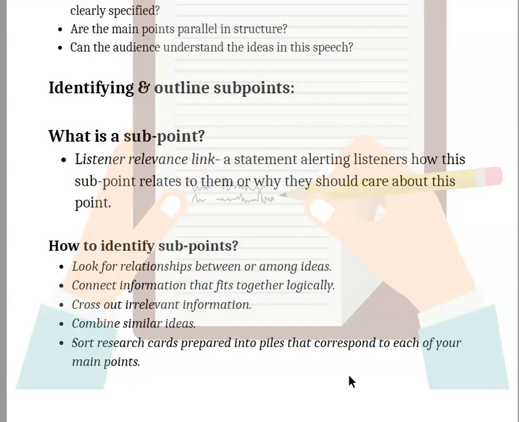You look for relationships among ideas. So if you have the points, your elaboration must relate to the points, and make sure it fits logically. You must make sure your elaboration actually relates and fits logically to the main point. Also, if it's irrelevant information or an irrelevant example, then you can just omit that. If you think that there are certain ideas that are similar, you combine them, and also have research cards to help you with your main point. So do some research, have research cards to help you with the main point.